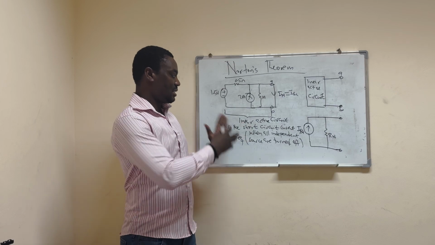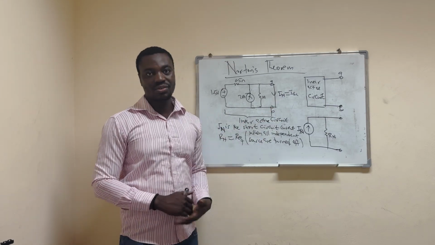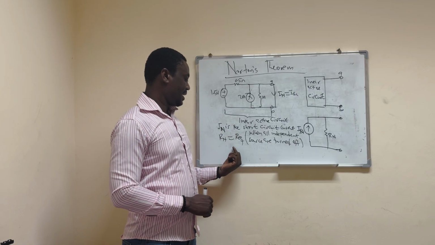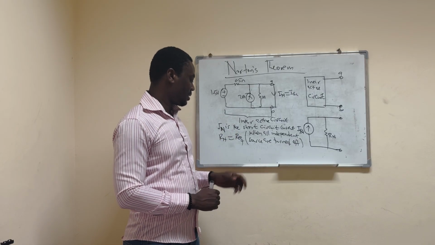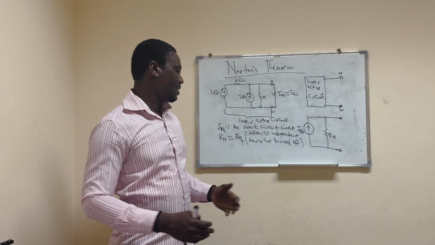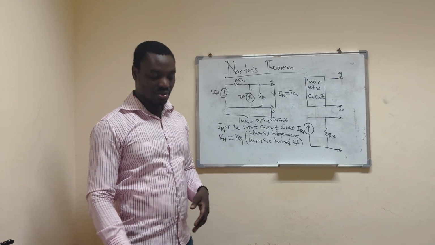Now, once we've done this, you just go ahead and solve for the current in the circuit diagram, and that will give you your Norton current. Then when it comes to the Norton equivalent resistance, it is the equivalent resistance when all independent sources are turned off.